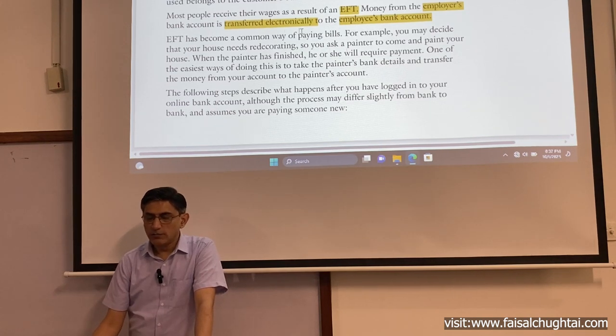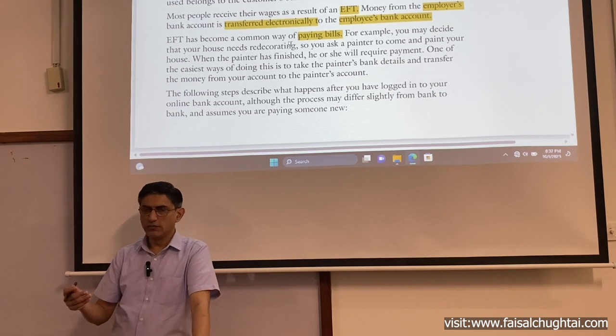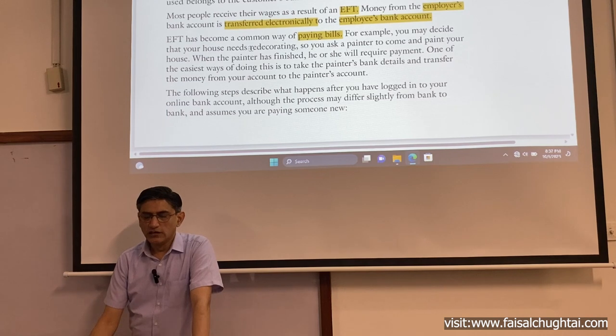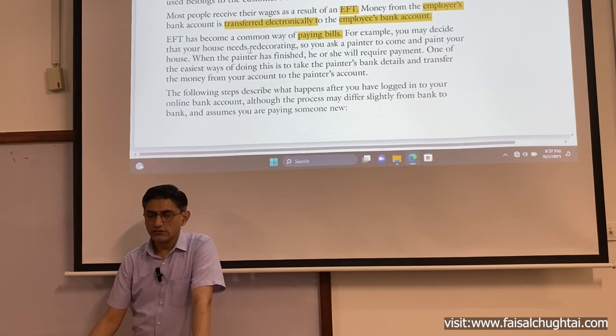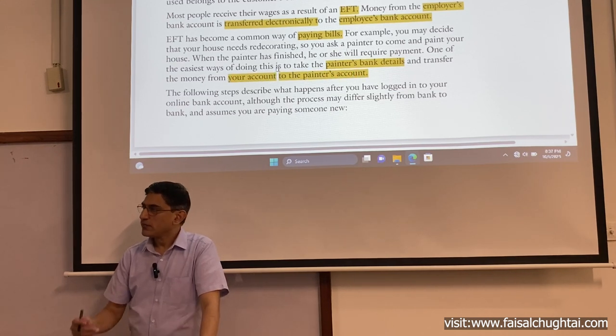Another example is paying of bills. I spoke about it briefly. For example, you may decide that your house needs redecorating. Now, this is another example of paying a bill other than what we just discussed in the form of paying electricity bills. Say, for instance, your house needs redecorating. So you ask a painter to come and paint your house. When the painter has finished, he or she will require a payment. One of the easiest ways of doing this is to take the painter's bank account details, and transfer the money from your account to the painter's account.